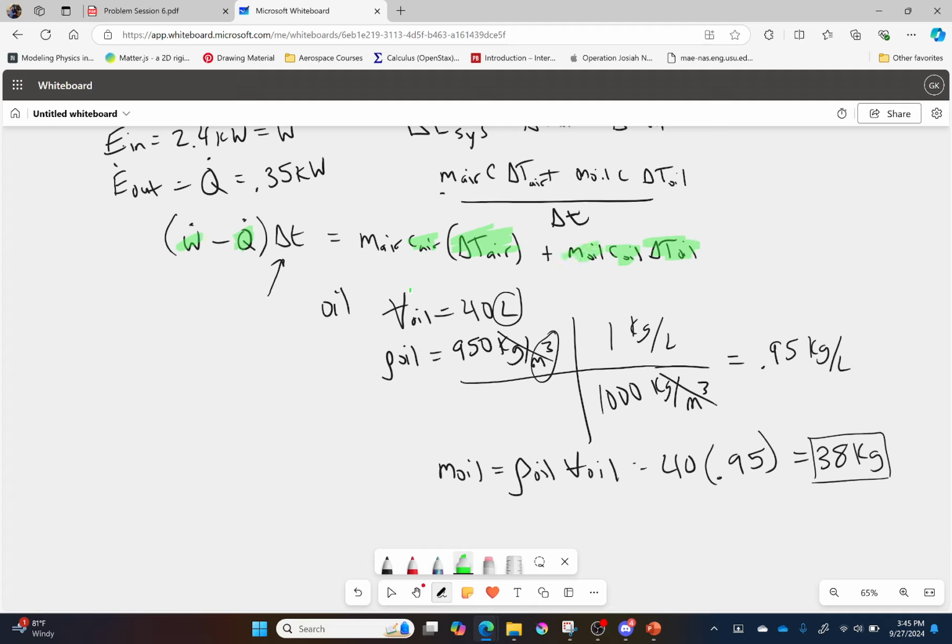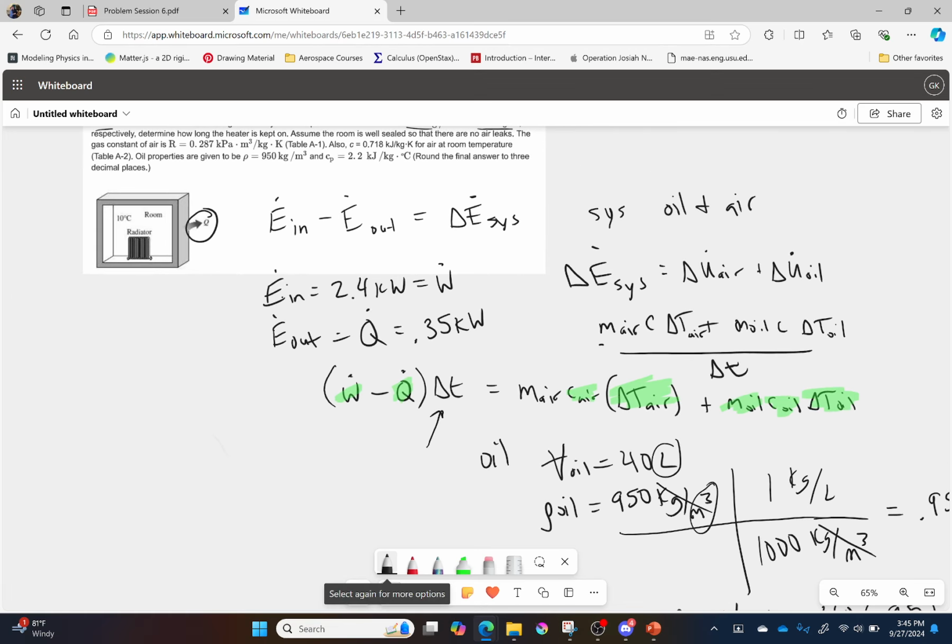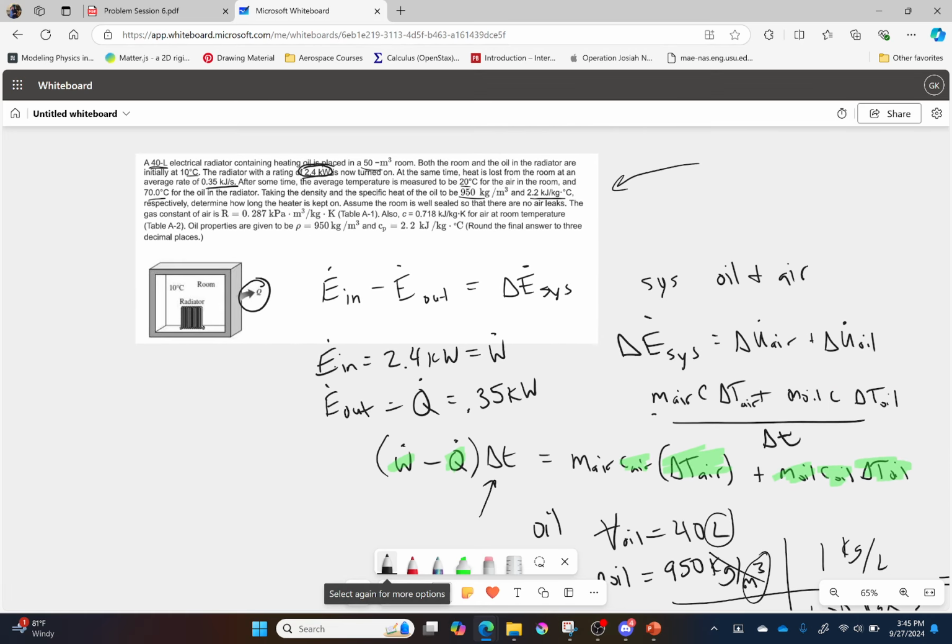Now all that's left is the mass of the air. If I can solve for that, I am golden. So let's figure out the mass of the air now. What information did it give me? Well, it told me it's a 50 meter cubed room. So I'm going to put air over here. Once again, I have a volume equal to 50 meters cubed. It also tells me that initially the air is at 10 degrees Celsius.